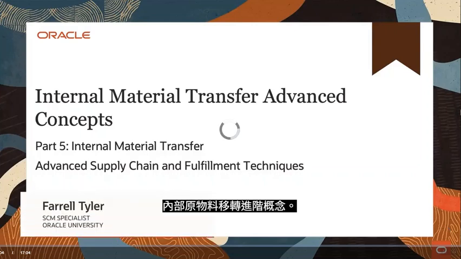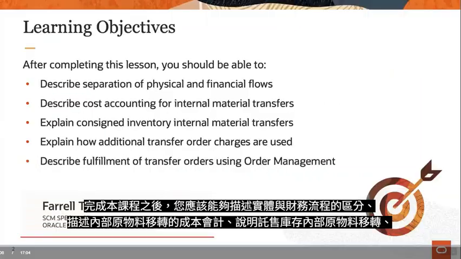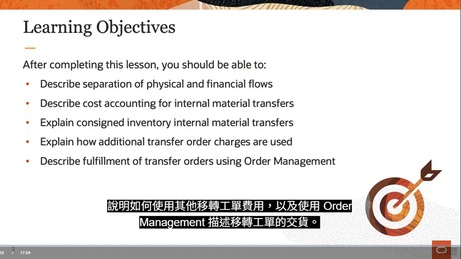Material Transfer Advanced Concepts. After completing this lesson, you should be able to describe separation of physical and financial flows, describe cost accounting for internal material transfers, explain consigned inventory internal material transfers, explain how additional transfer order charges are used, and describe fulfillment of transfer orders using order management.